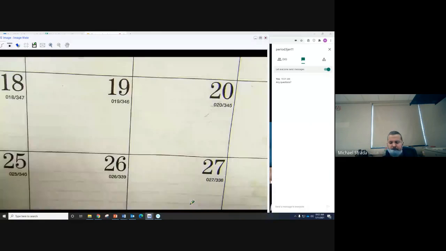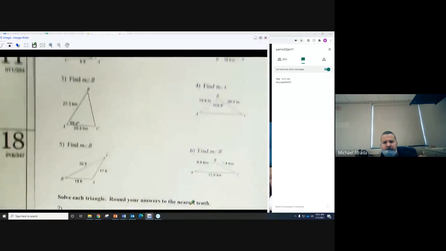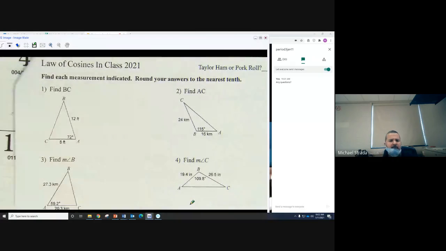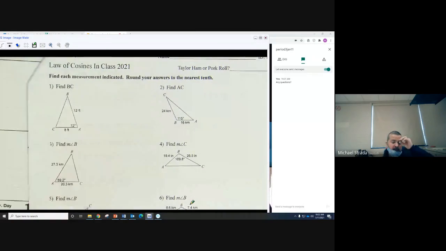All right, so to set us up for the homework that's due tomorrow night at midnight, here's some practice problems. Law of cosines in class 2021. So we're trying to find BC. We're trying to find BC.